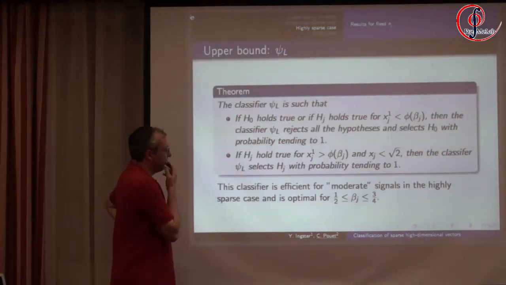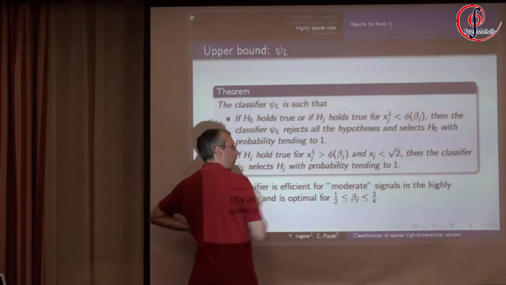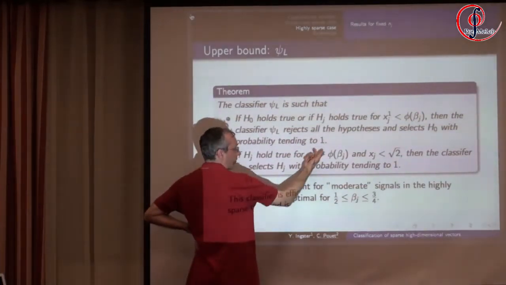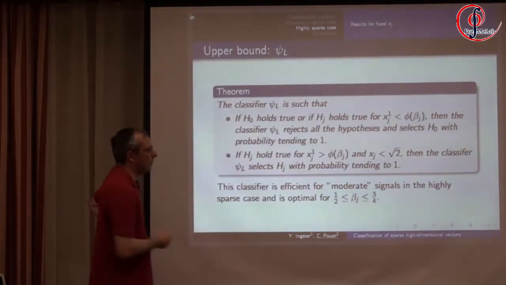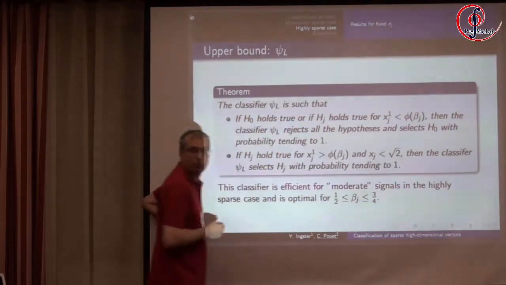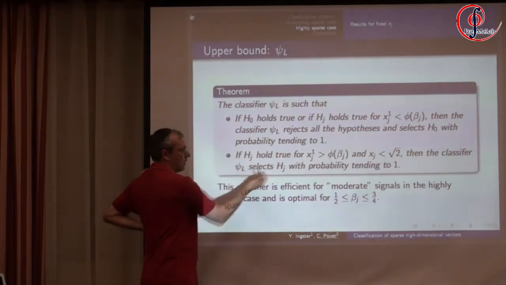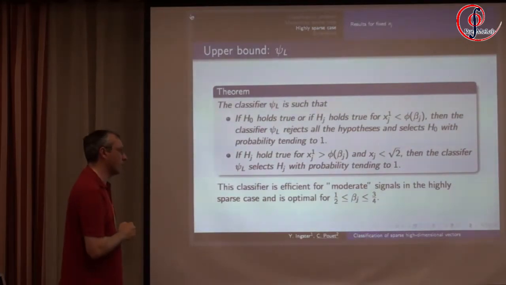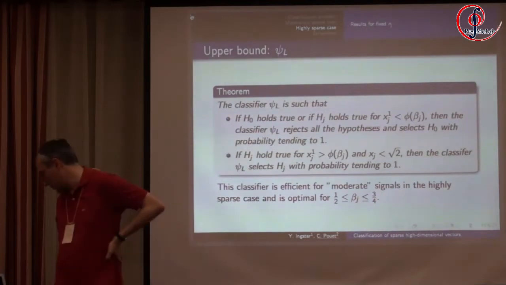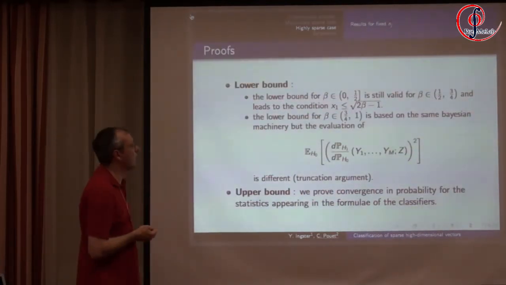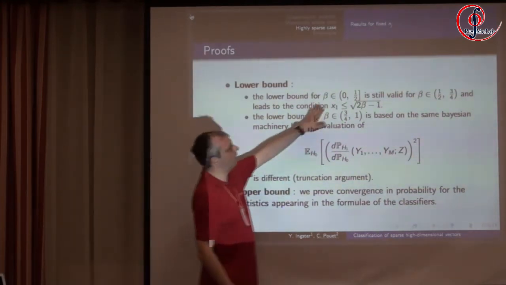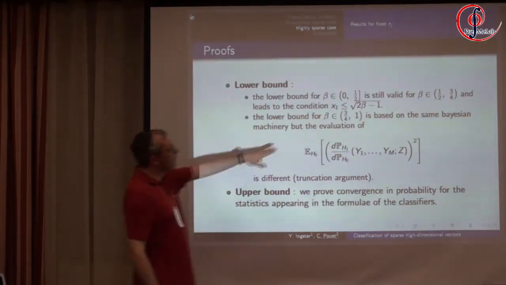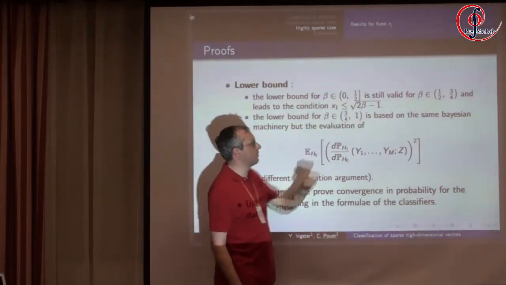And here, in fact, this classifier is good in the region where beta is between 1/2 and 3/4. So we have to compare x1j with the phase transition function. And we need also that xj has to be smaller than square root of 2. Okay. And in this case, here we select hj with a probability tending to 1 when hj is a true hypothesis. And in fact, for the proof, the lower bound we had for beta between 0 and 1/2 is still valid for beta between 1/2 and 3/4. So it leads to the condition that x1j has to be smaller than the square root of 2 beta minus 1.